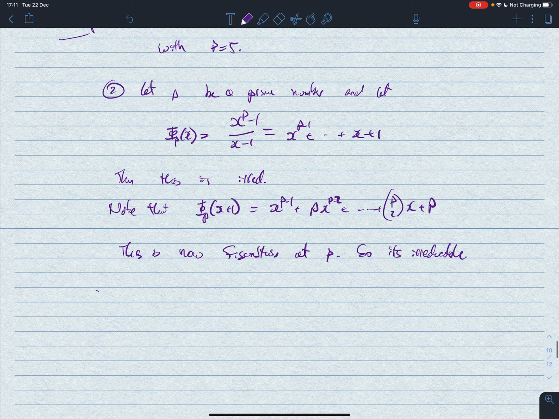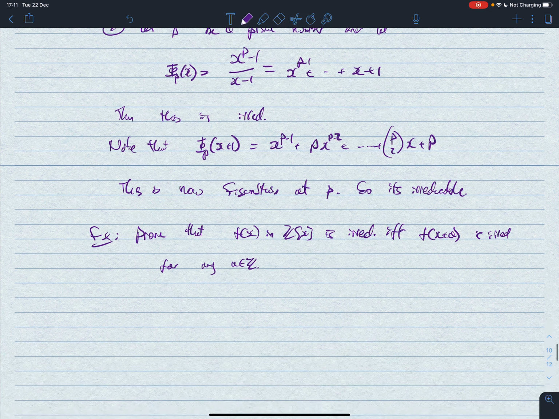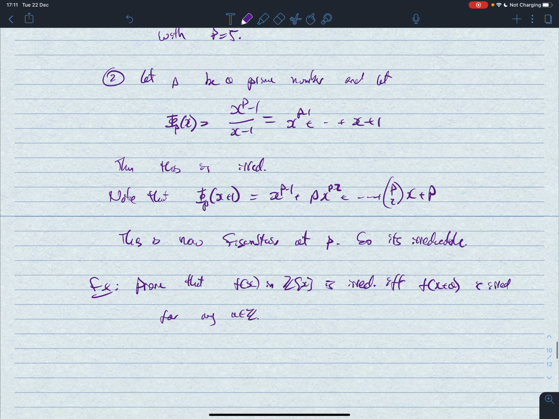So it's irreducible. And so, here's a little exercise. Prove that f(x) in Z[x] is irreducible if and only if f(x+a) is irreducible for any a in Z. So here are some examples of irreducible polynomials.